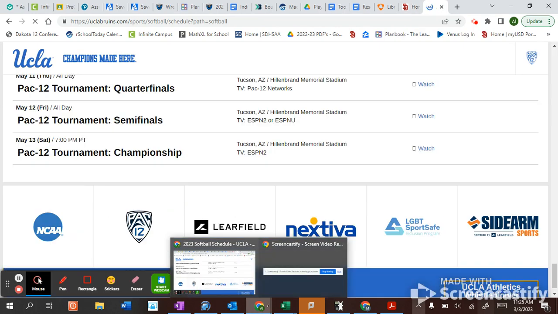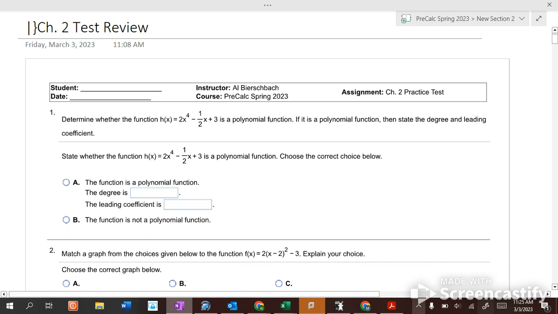So just graph it. All right, there we go. So, are we dividing by a variable? Do we have a variable inside a square root on this? Any of that? So, it is a polynomial function.